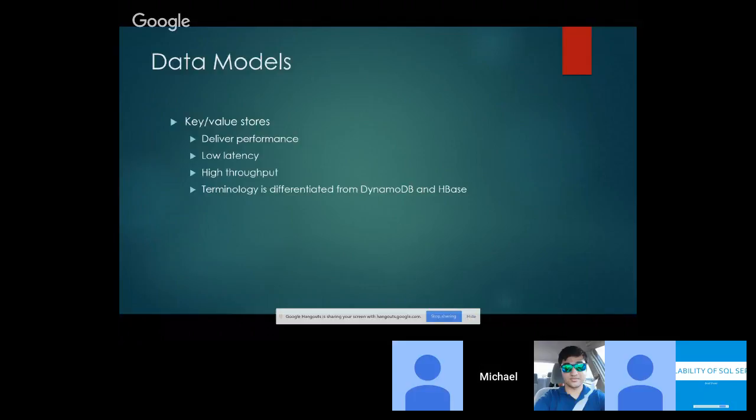The differentiated data models have one common ground, and I really shouldn't use that word differentiated, because both models have a common denominator in their key value stores, where the added value is delivery of performance, the promotion of low latency, and the promotion of high throughput. And once again, I have to reiterate this because the terminology is differentiated from DynamoDB and HBase as well.